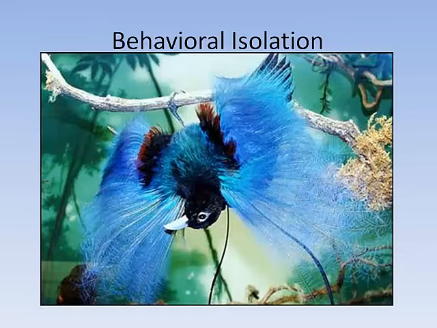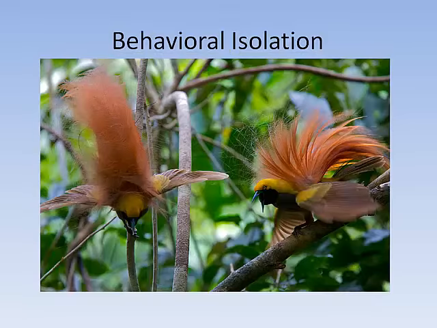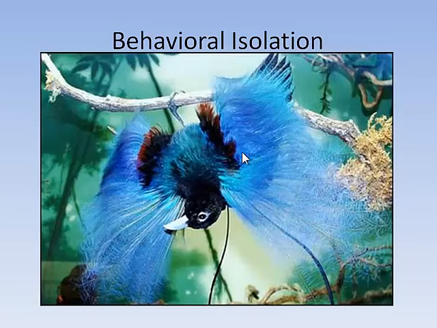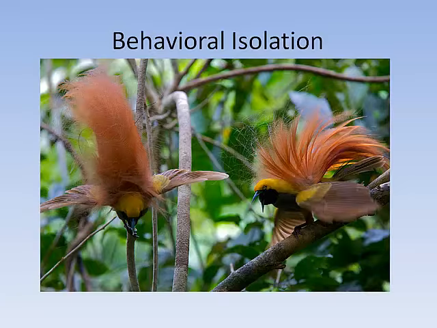Here's a species of bird of paradise, and the way this male attracts females is to hang upside down from a branch, fluff out his feathers, and sing a song. This species of bird of paradise walks on top of the branch, fluffs out its feathers, and makes a loud squawking noise. Females of this species are not attracted to males of this species and vice versa. So they're reproductively isolated because of their behavior.